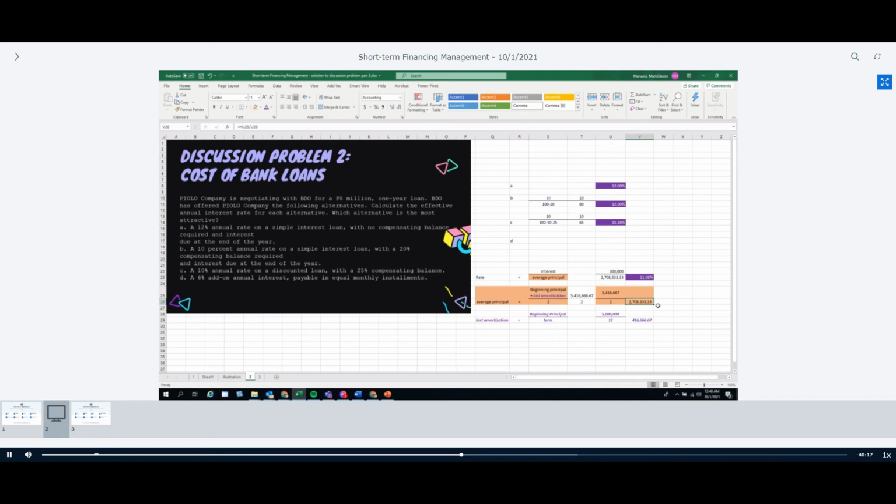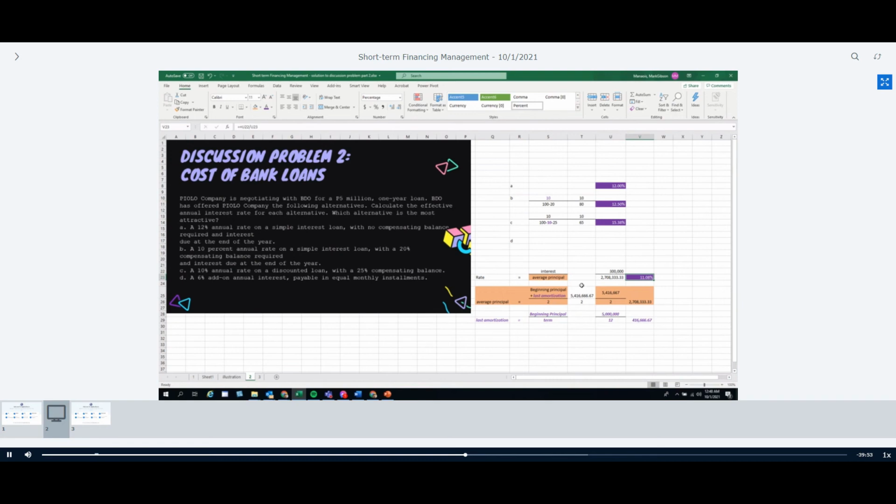So now, of course, we can calculate the interest. So that's 5 million multiplied by 6%. 6% is the nominal rate. So therefore, 300,000 divided by 2,708,333 is 11.08%. So that's the effective interest rate.